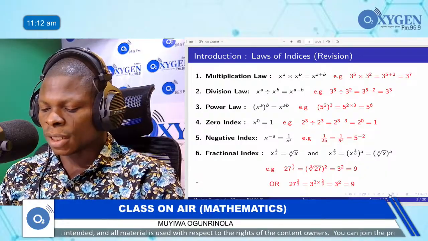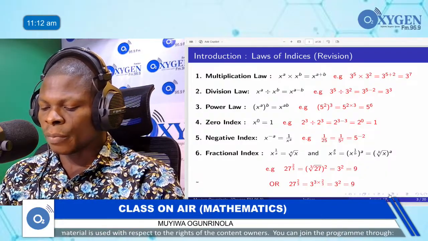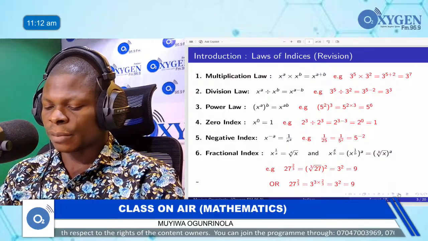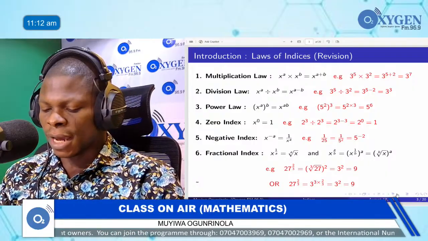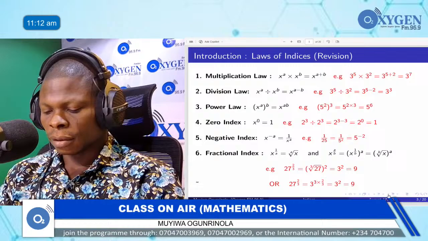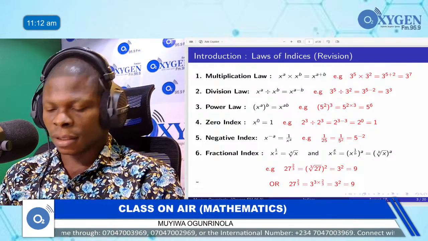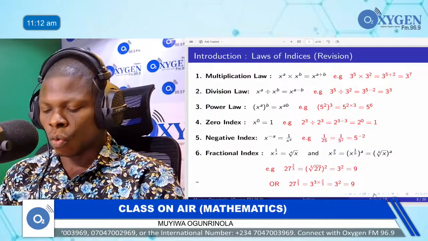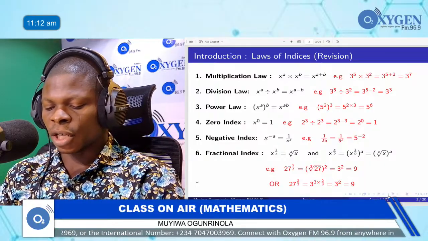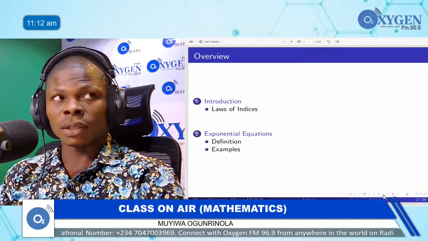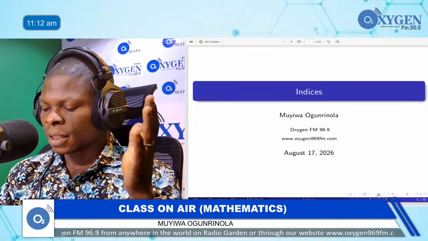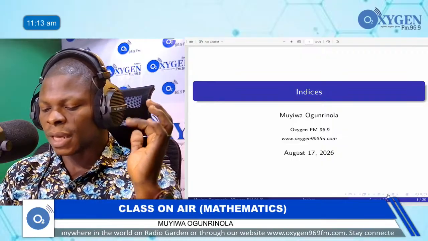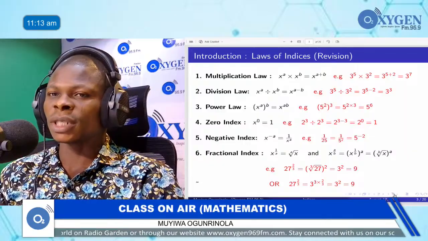An exponential equation is an equation in which the variable appears in the exponent, the power of a number. For example, 2 raised to power x is equal to 16. Then 5 raised to power x plus 1 is equal to 125. Then 3 raised to power 2x minus 1 is equal to 27. Now, in each of these equations, the unknown variable x is the exponent, making them exponential equations.